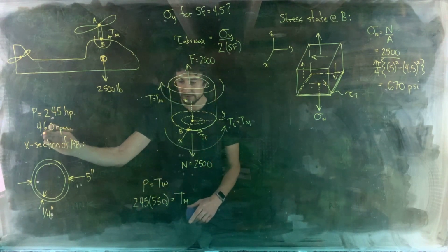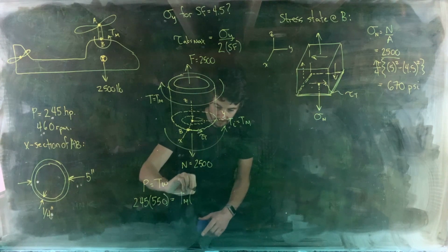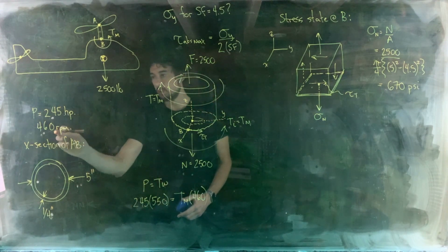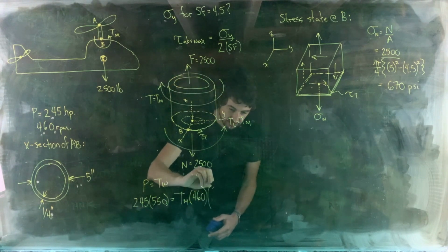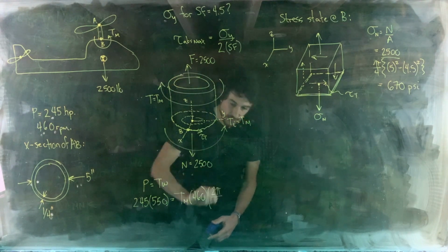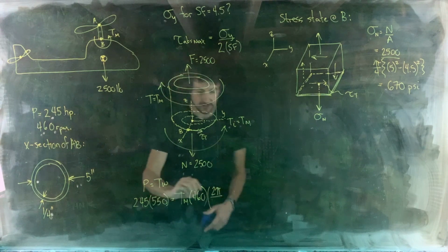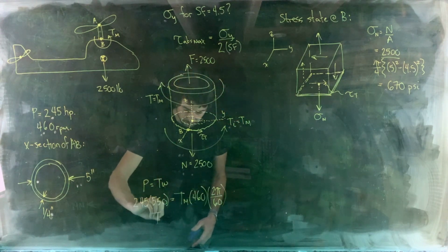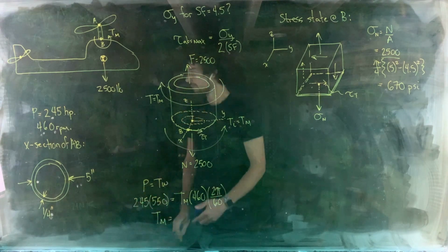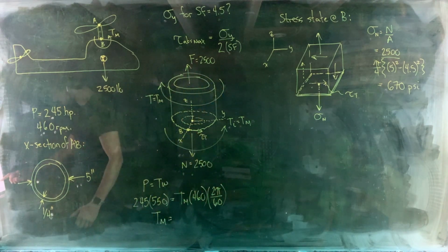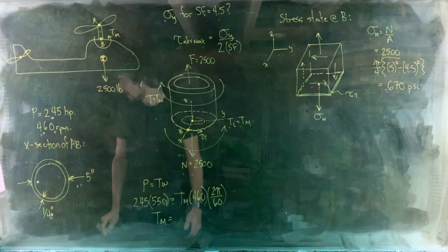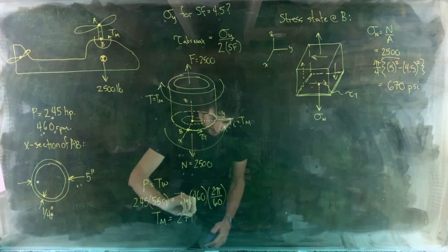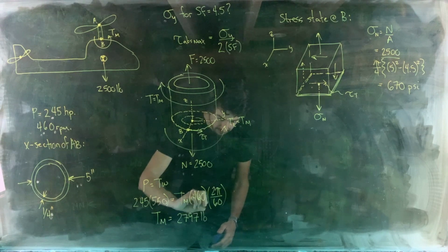We've got 460 RPM, 460 revolutions per minute. 1 revolution is 2 pi radians. And converting our minutes into seconds, we want to divide by 60 there. So Tm comes out to be 2,797 pound-feet.